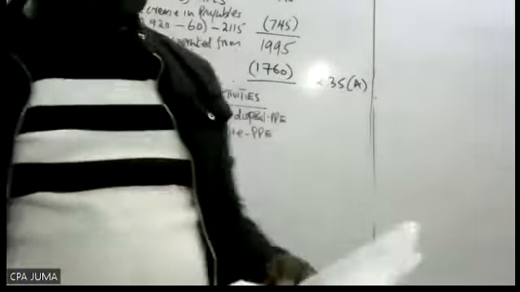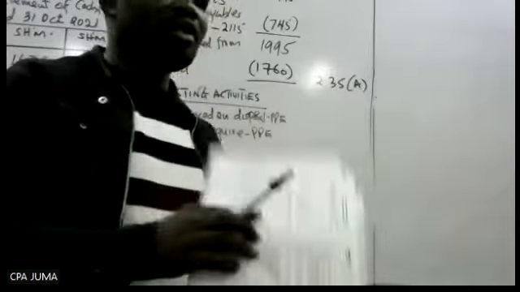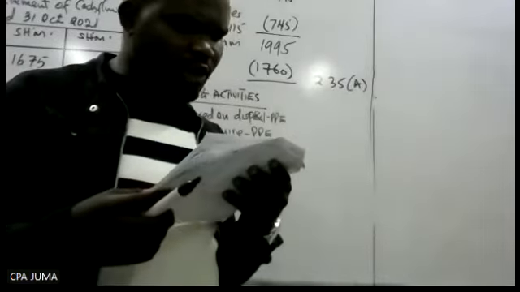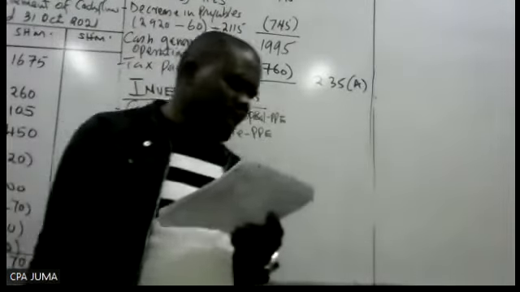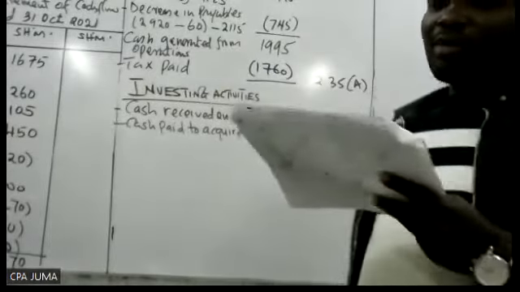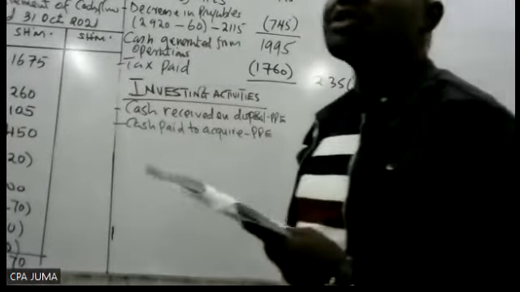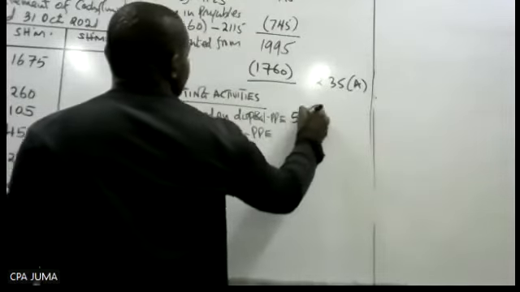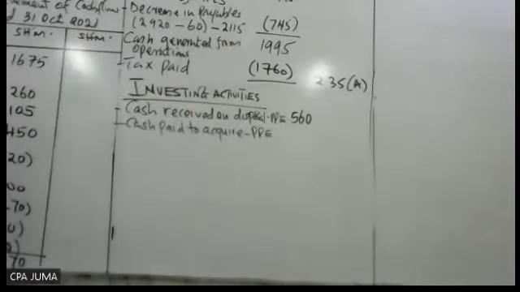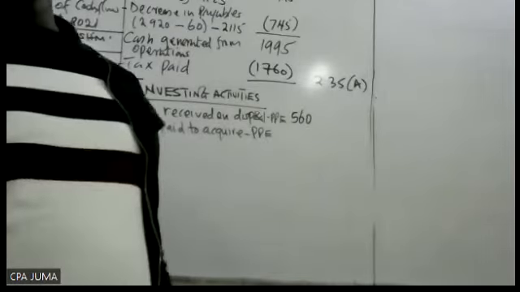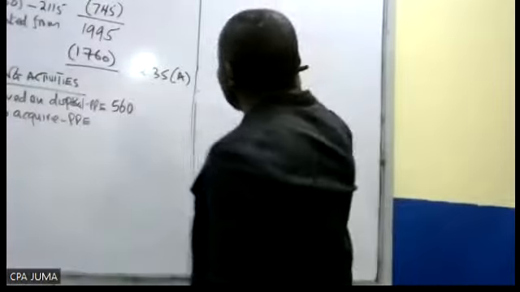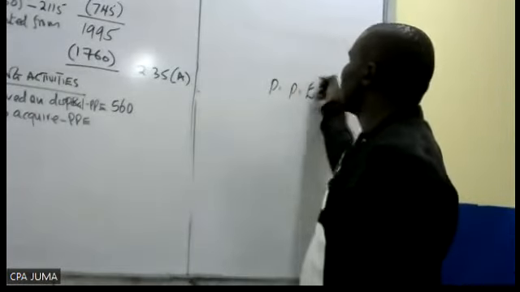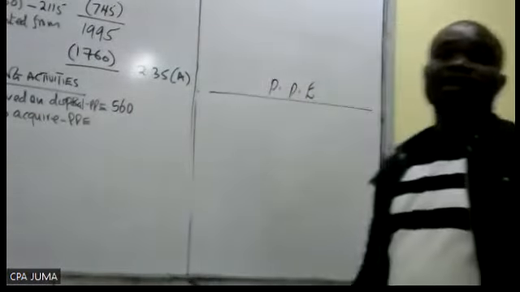Meanwhile, which one were we given? Disposal, right? So check where PPE was disposed. Note 4. The company disposed of a plant with a carrying amount of 440, with cash proceeds of 560. So 560 is what we got, cash received on disposal. For the other one, don't struggle to look for it. Definitely you have to do the PPE account, a reconciliation for PPE. You check the movement.